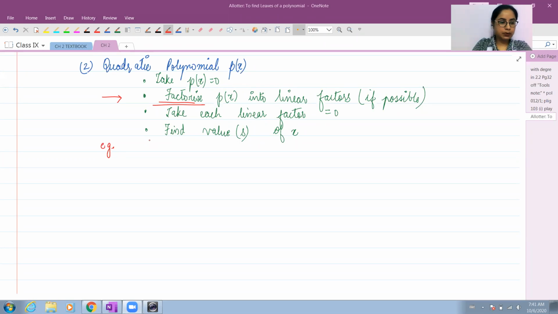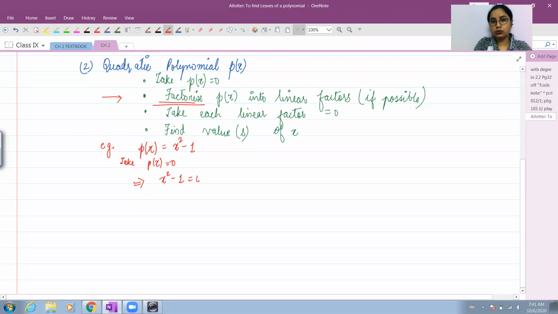So I'll take a simple question here, which can be easily factorized. Let us say that P(x) is x square minus 1. Now this resembles your identity. I hope everyone can see this resembles a square minus b square. So the first step is to take P(x) equals 0. So this would imply that x square minus 1 equals 0. From here, we want to factorize the quadratic polynomial. That's the next step after we have taken it equal to 0.